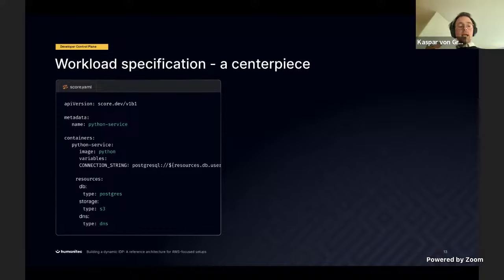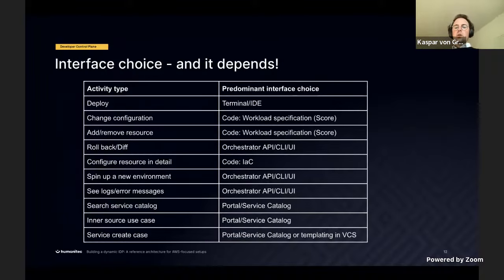You have one of those workload specifications, and they sit next to your workload source code. You then localize them on an environment by environment basis. So that's the workload specification. This is where, if you want, the developer with every single deployment orders what they need. Okay. And then the other interfaces are used in different situations.